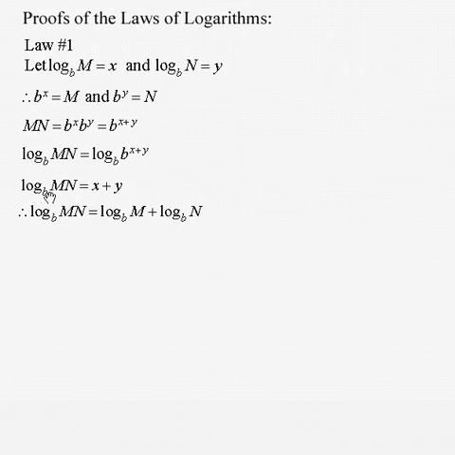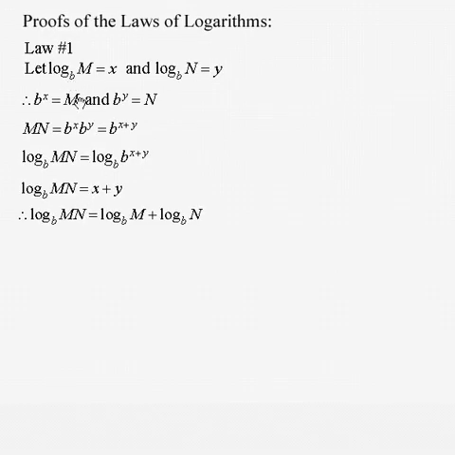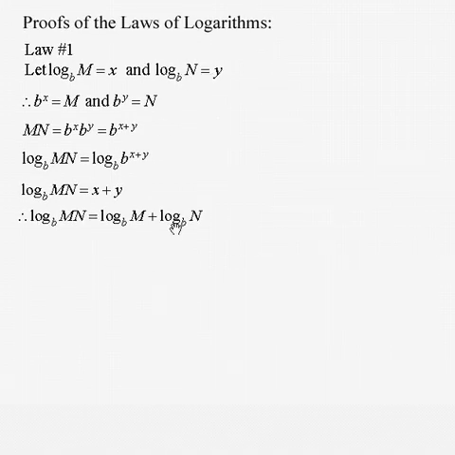So, therefore, the log of m times n base b is equal to, now let's substitute again. Remember, x was the same as the log of m base b. Y was the same as the log of n base b. Substitute that in, and we just proved the first law of logs, that the log of a product is equal to the log of the first factor plus the log of the second factor, same base.